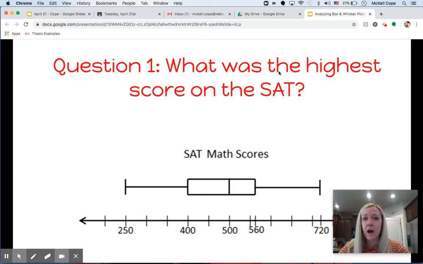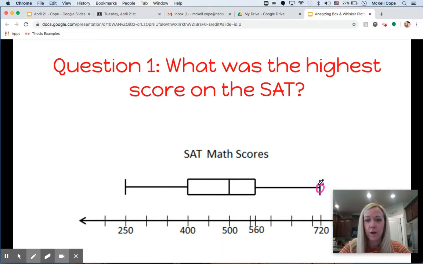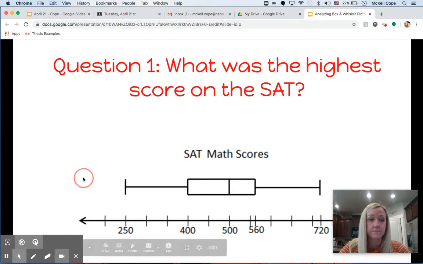Okay, so the highest score would be your upper extreme. It's going to be the highest number in your set of data. So what's the highest number? Well, it's going to be this number all the way up here. So what was the highest score? Well, it's going to be right here, which is 720. So whoever scored 720 was the highest scoring person on the SAT. Okay, let's try another one.